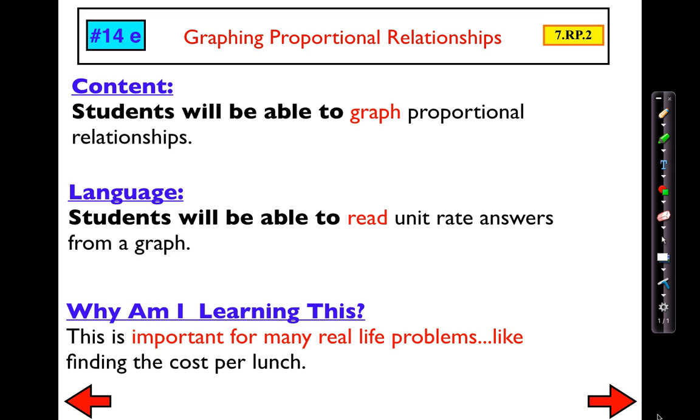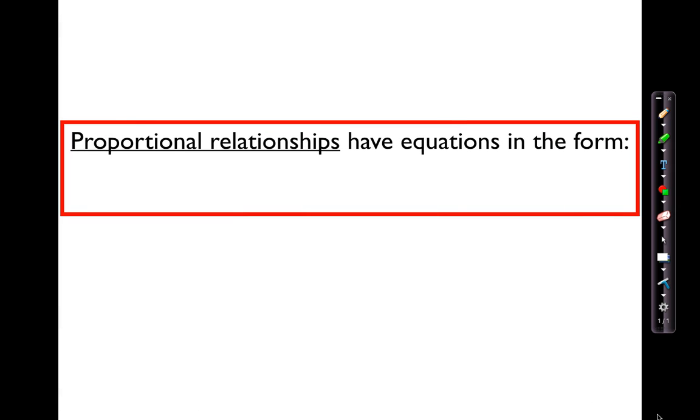And why am I learning this? Well, it's important for many real-life example problems such as finding the cost per lunch. So let's just quickly go over some background knowledge. Remember that a proportional relationship will always have an equation in the form of y equals kx.